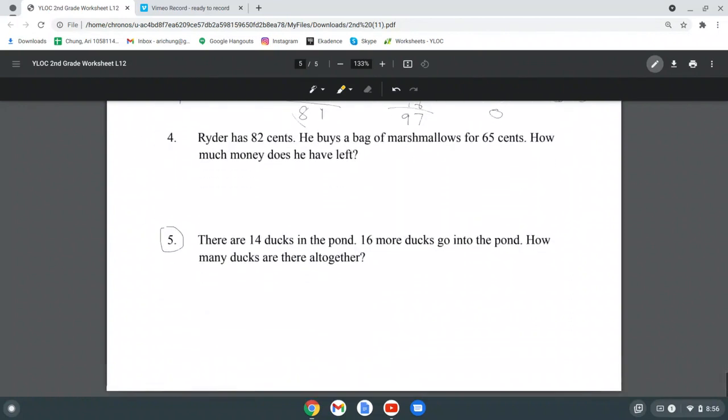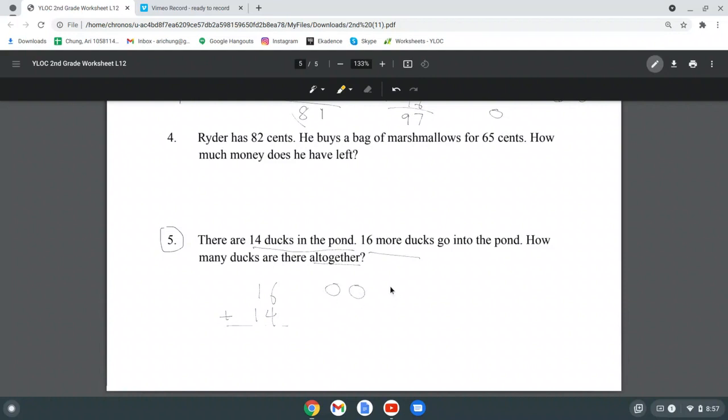Let's do our last problem, which is 5. There are 14 ducks in the pond. 16 more ducks go into the pond. How many ducks are there altogether? We see there are 14 ducks in the pond, and then 16 more ducks go in the pond. And since it says altogether, we are adding 16 plus 14.